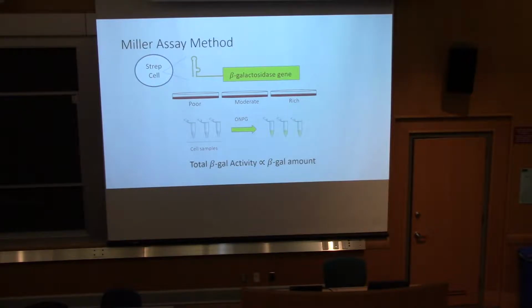So to sum up, I'm quantifying the total beta-gal activity, which is proportional to the beta-gal amount in our cell samples. Also to note, I will be testing a mutant riboswitch, which is ligand insensitive, as a means to distinguish if any beta-gal change is specific to our wild type, which is the normal riboswitch.